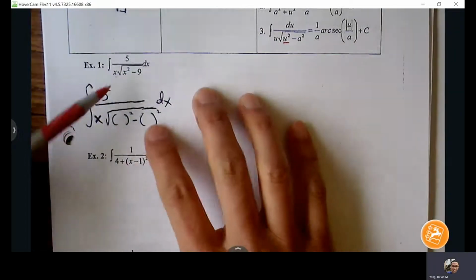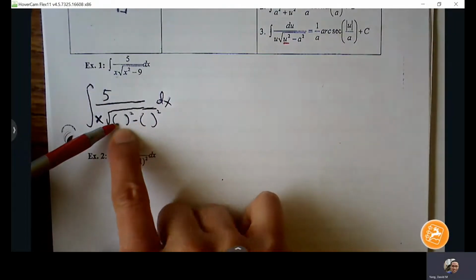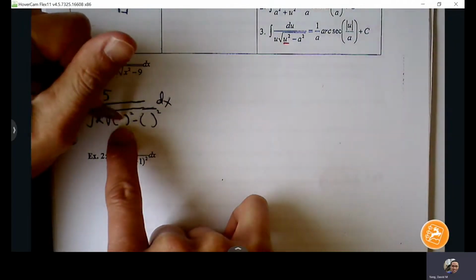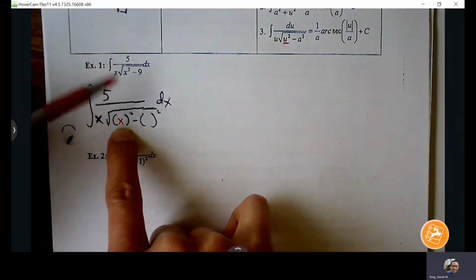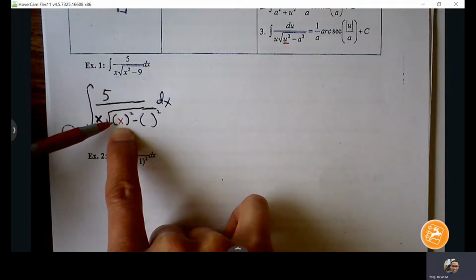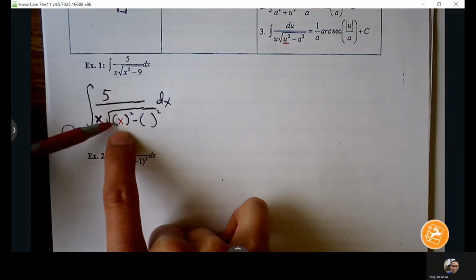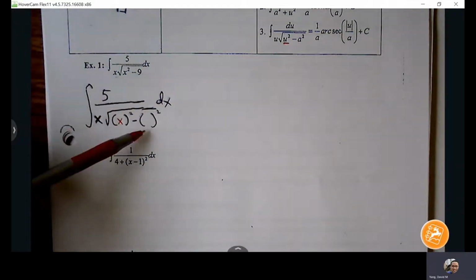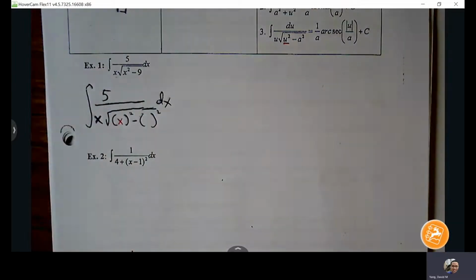So what can I insert into this first set of parentheses? x, right? x parentheses squared is the same thing as x squared, so that's easy for us to bring down. Now the next thing is, what can I put inside the set of parentheses so that something squared equals 9? Three.